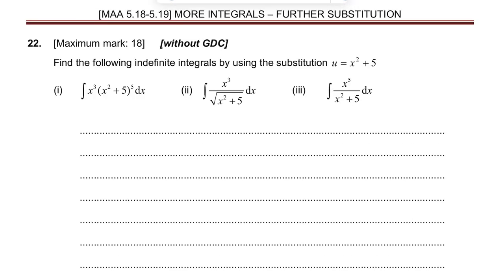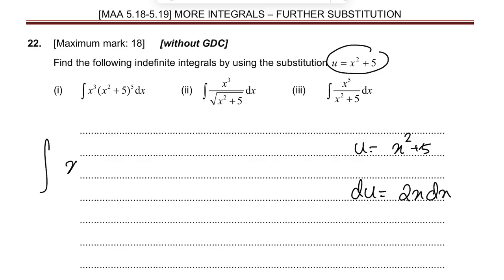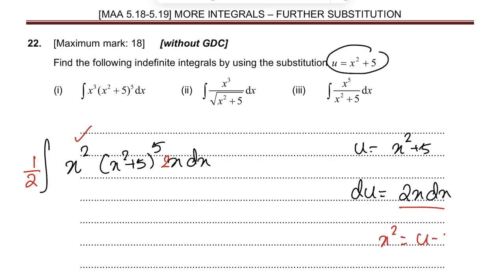So coming to question number 22, the question says use the substitution u equals x square plus 5. So du equals the derivative of x square, which is 2x dx. Now the question is x cube, so I can write x cube as x square times x. But I want 2x dx, so multiply and divide by 2. And again I require x square, so x square is u minus 5.